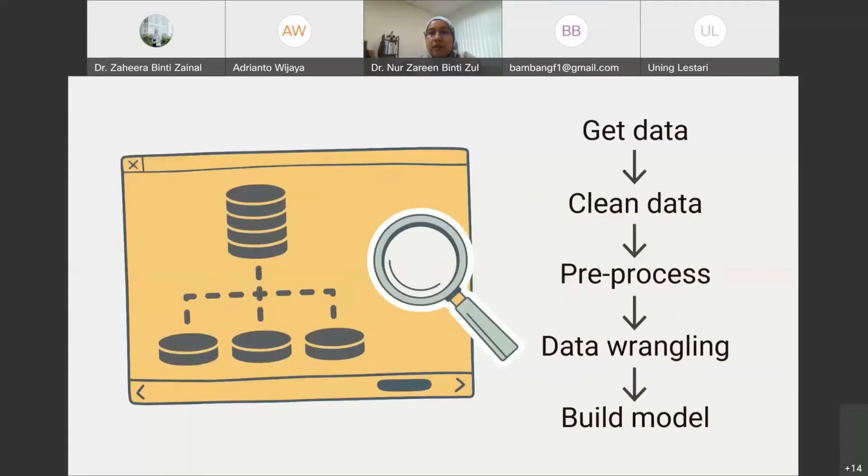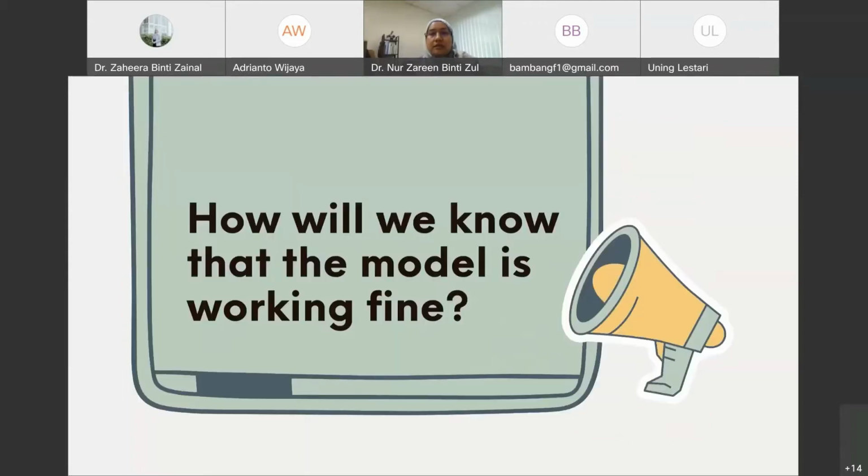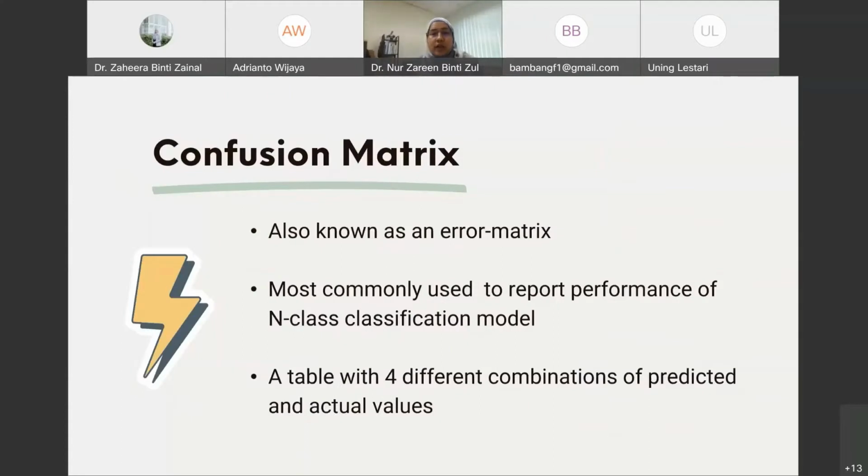All right, so whenever you get data, usually what you do is you would clean the data, you would pre-process it, you would do some kind of data wrangling and try to build a model out of it. So it could be a prediction model, classification model, and so forth. However, how do you actually know that your model is working fine? How do you know that it's serving what it's supposed to do? So that's where this confusion matrix would be of help.